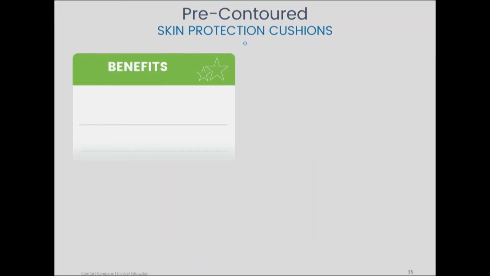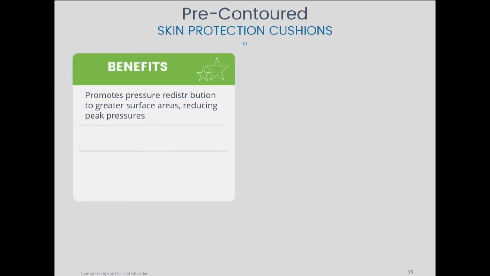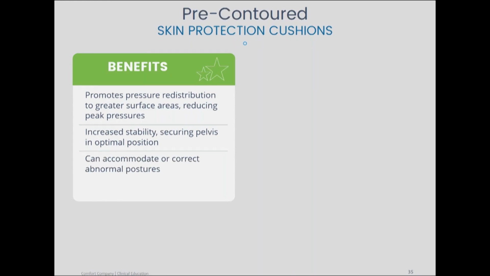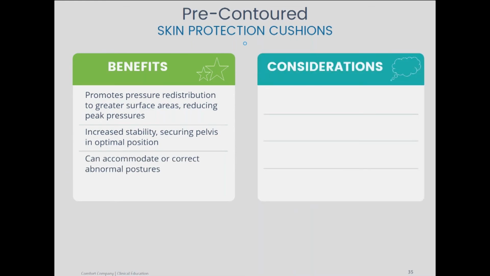So pre-contoured cushions, obviously there are some benefits to them. And one of the greatest benefits is that it promotes great pressure redistribution to those greater surface areas, reducing the peak pressures from the contours, from the hills and the valleys that are built into this cushion. It really increases stability because it locks that femur head into the acetabulum. It really locks the pelvis into place. It helps with lower extremity alignment through the contours. So it really gives you that optimal position depending on what your resident's needs are. And it can really accommodate or correct any type of postural abnormality.